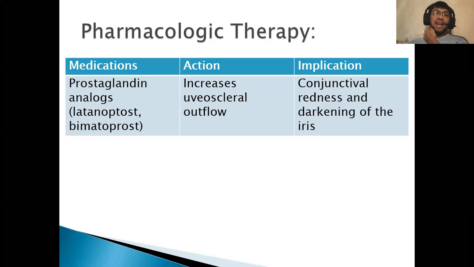Now we go to prostaglandin analogs such as latanoprost and bimatoprost. This will increase the uveoscleral outflow of the aqueous humor, so it will drain the aqueous humor from the eye. Implications are conjunctival redness and darkening of the iris. So you need to warn the patients about those if those things happen.